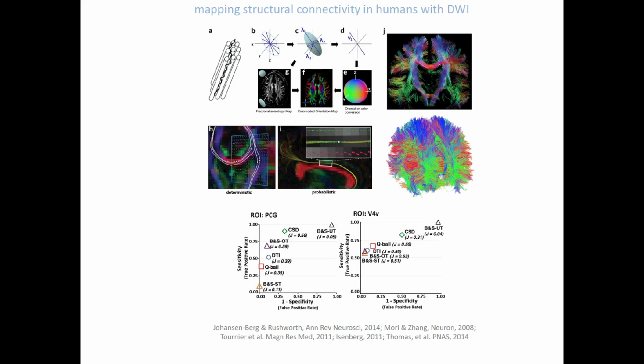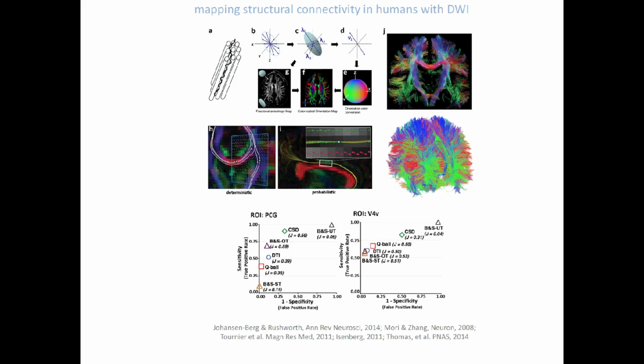Now, I'm not going to go into the ins and outs. There's lots of different algorithms for deterministic and probabilistic tractography. The main thing to keep in mind is that there is generally a trade-off between specificity and sensitivity. In general, probabilistic methods, in particular those that use fairly complicated models of the diffusion signal, tend to be quite sensitive, so you're able to reconstruct more tracks, but they lack specificity, so they're prone to false positives.